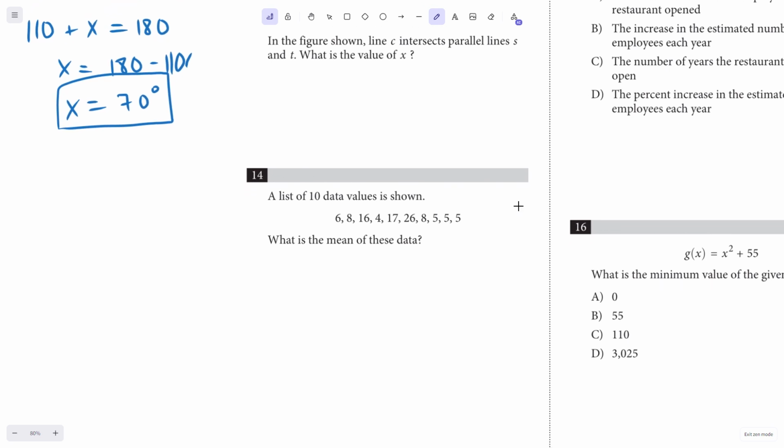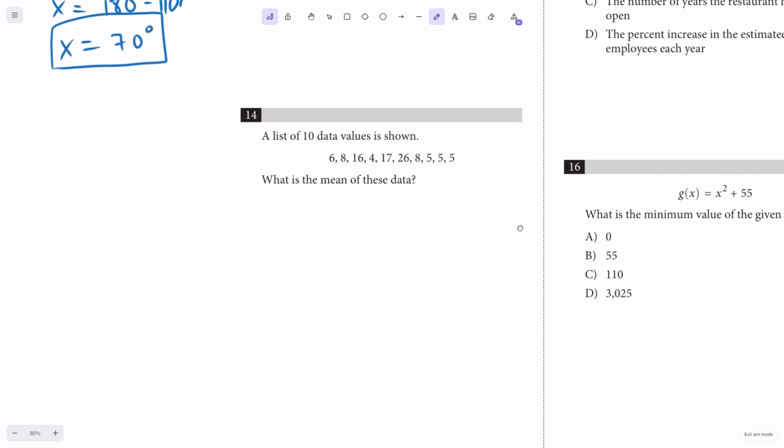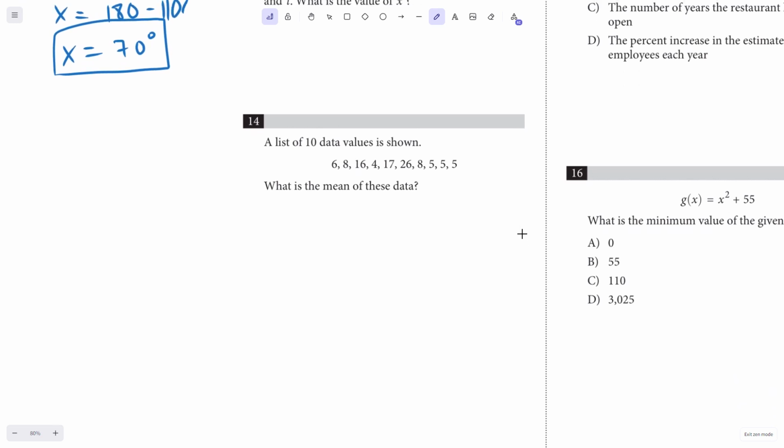Now, in the problem number 14, we have a list of 10 data values. What is the mean of these data? Alright, so when we're solving for the mean, we have to add these all up and divide it by the number of elements, number of data values. So we know that we have 10 of them. You can count them again if you'd like. So let's just add them all up.